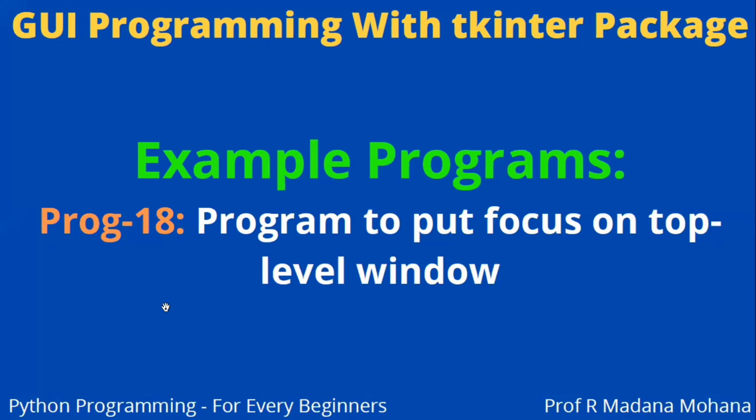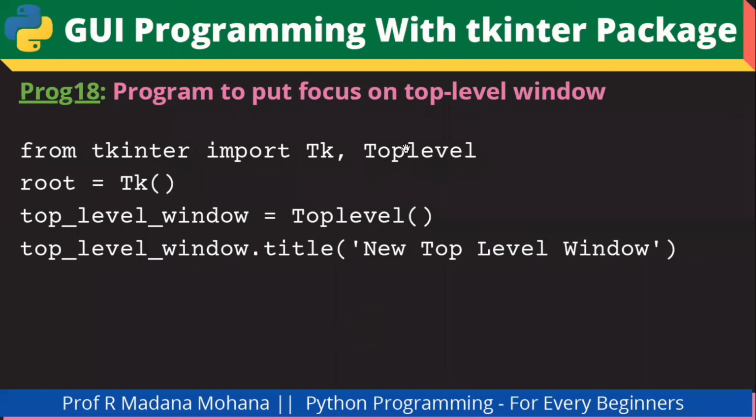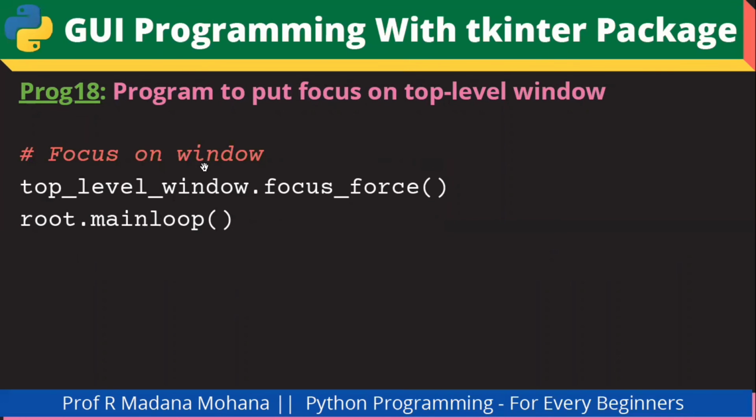Then coming to the next program, the program to put focus on a top level window. Again using Toplevel, you have to import from tkinter: from tkinter import Tk, Toplevel. Root equal to Tk, then top_level_window equal to Toplevel. Then top_level_window.title, you are giving New Top Level Window, whatever title you want. Now to keep focus on the window, use the method focus_force: top_level_window.focus_force. Then root.mainloop.